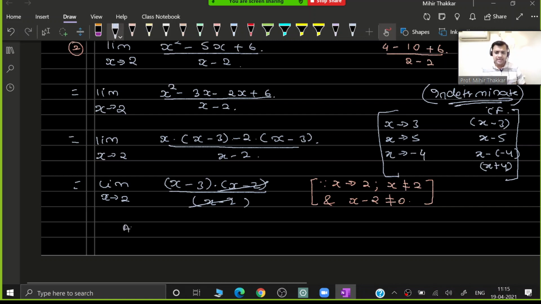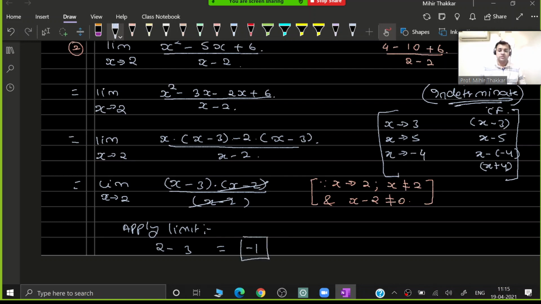After this, the last step: apply the limit and you are done with the answer. You will get 2 − 3. Obviously the limit is applied in the remaining elements, as you can observe what I have done over here. So 2 − 3 comes out to be equal to −1.